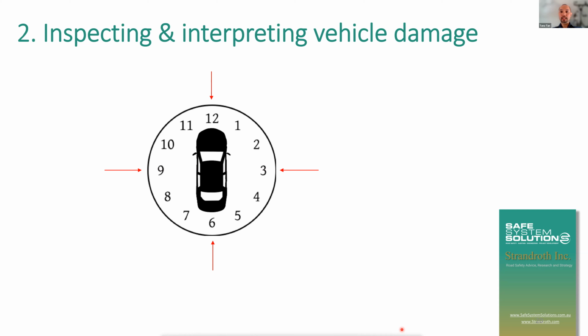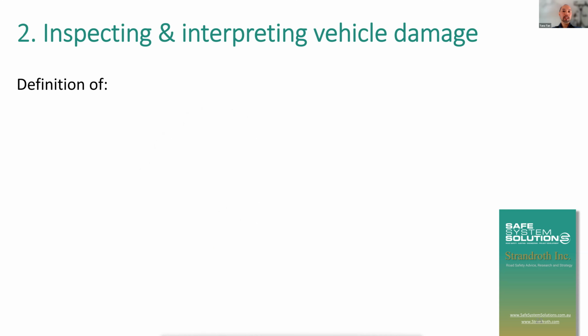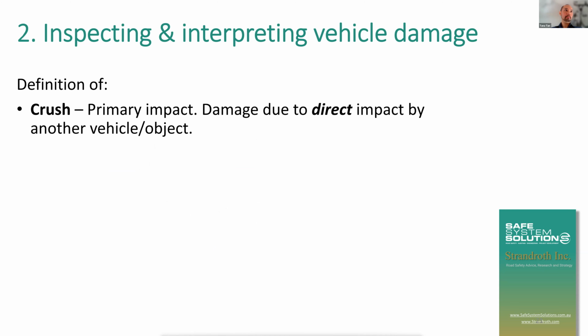Okay, so now I mentioned a couple of terminologies in the previous slides. So let's define them a bit more formally now. If you look at a vehicle, the primary impact area is called crush. So this is damage due to direct impact by another vehicle or object. And I'll show you examples of this very shortly. Deformation is damage due to crush. So this is not due to the direct impact, but it's due to the crush that has then deformed other panels.